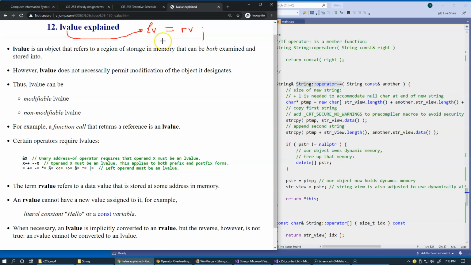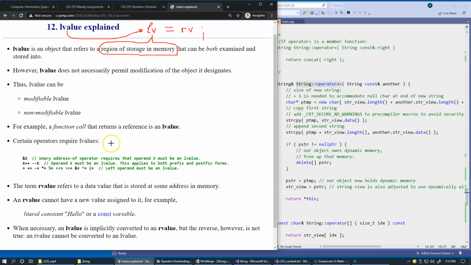So there are situations where there are some other subtle variances in this. So an lvalue can be modifiable and non-modifiable, but still considered to be an lvalue. I think this is primarily a region of storage in memory. So that defines what an lvalue is.